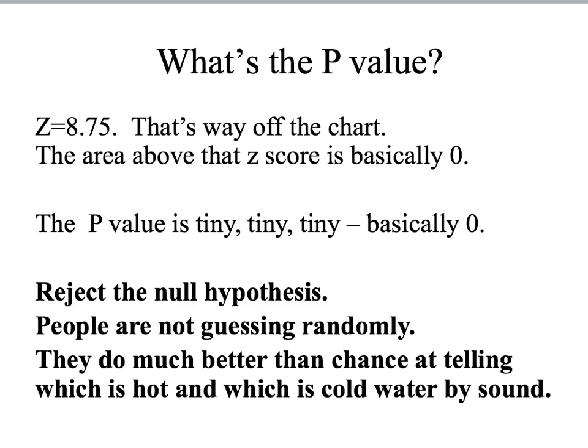So is the p-value that small? We reject the null hypothesis. Small p, reject. So we reject the null hypothesis. We conclude that people are not guessing randomly and that they do a much better than chance job at telling which is hot and which is cold water by sound. And this last sentence here, this is where I go from kind of probability speak, reject the null hypothesis, to telling you about the actual situation I care about. Can people tell hot and cold water apart by sound? Yes. And every time you do a hypothesis test, you should do this. You should finish by just telling what it tells you about the original situation.